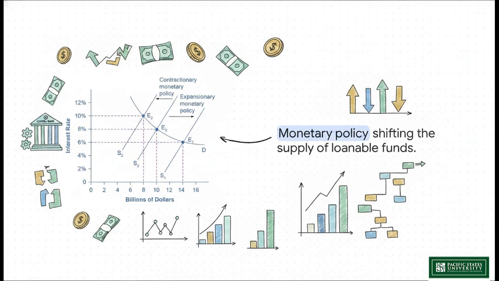Take a close look at this graph. On the vertical axis, we have the interest rate. That's the price of borrowing money. On the horizontal axis, we have the quantity of loanable funds. We start with a standard downward-sloping demand curve and an upward-sloping supply curve, meeting at an initial equilibrium.